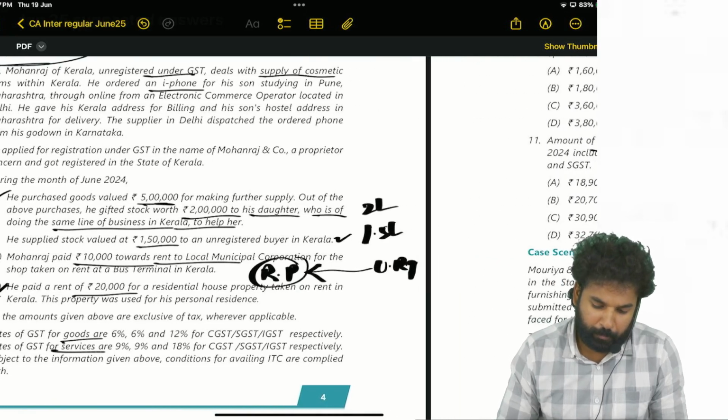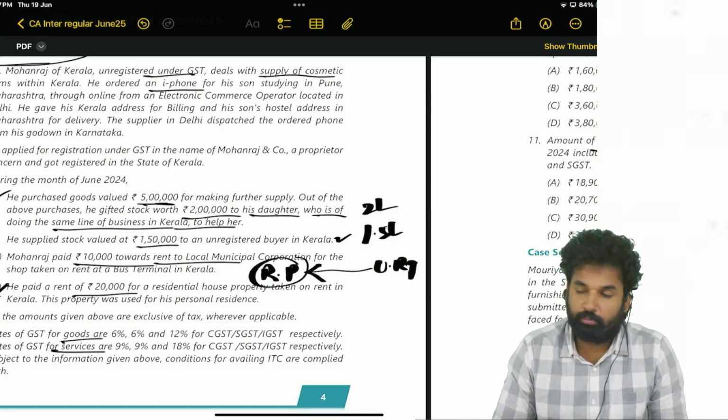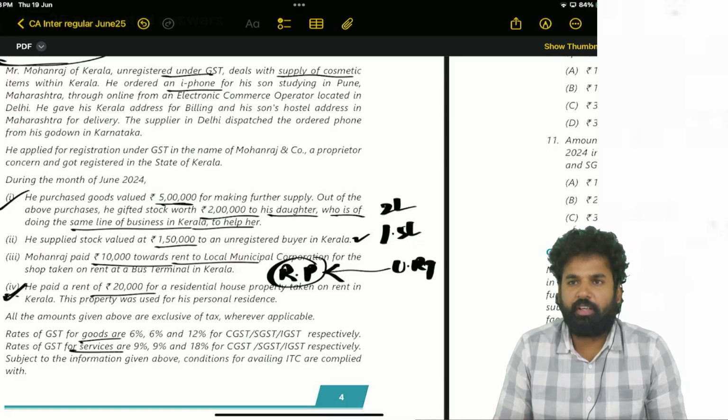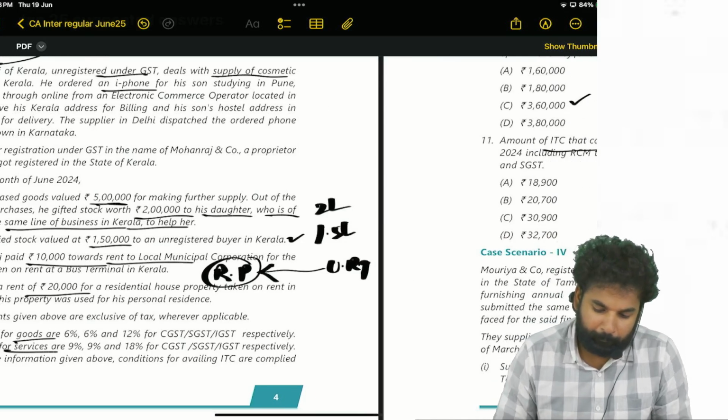What about this 10,000 rupees municipal corporation he has paid now? Municipal corporation under reverse charge mechanism, that he can claim. How much is that? 1,800. 10,000 into 18%. Inward service. Okay, 1,800. Next.